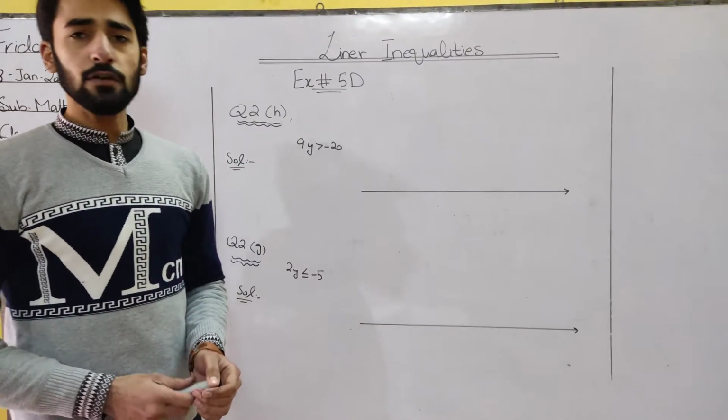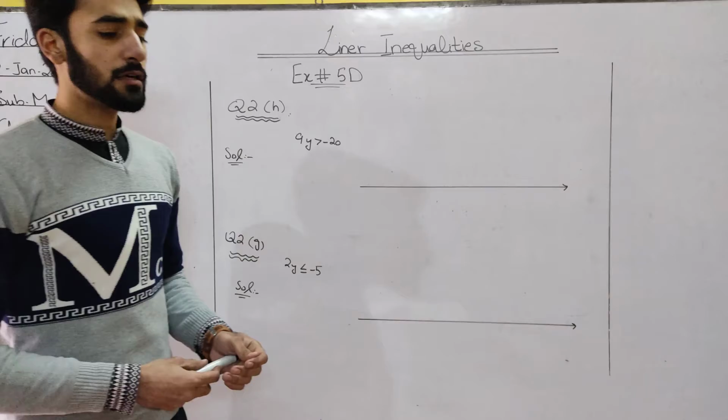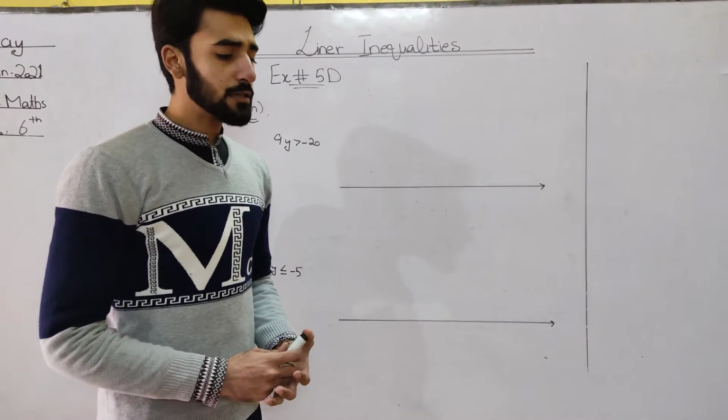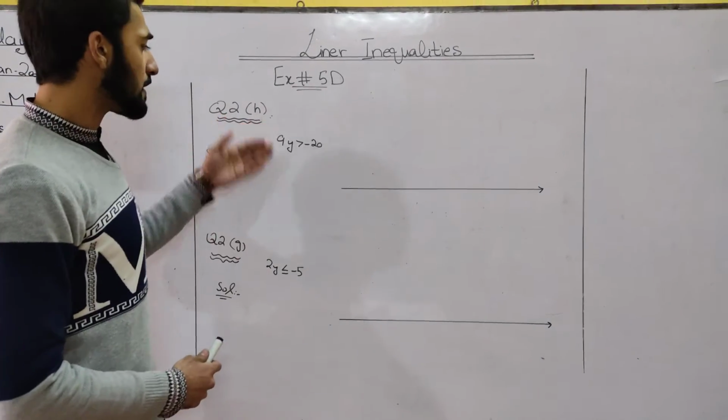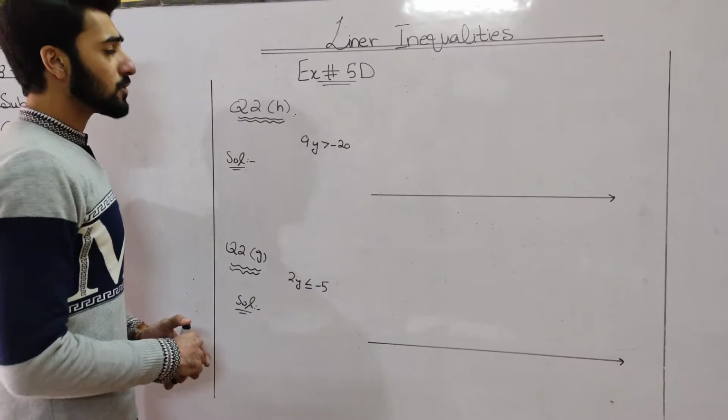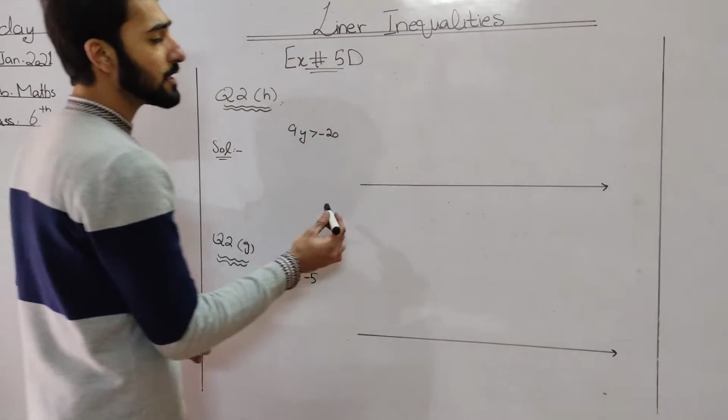In today's lecture, we are again repeating the next question, with the same method. The question is number 2, parts G and H. You have to find the solution of these questions and then mention it on the number line.